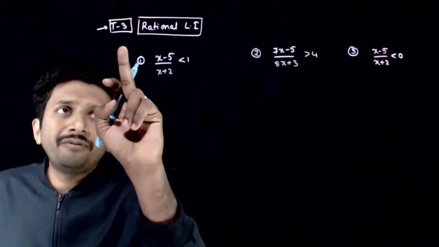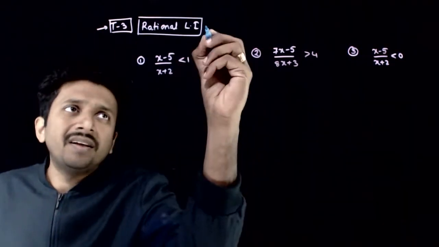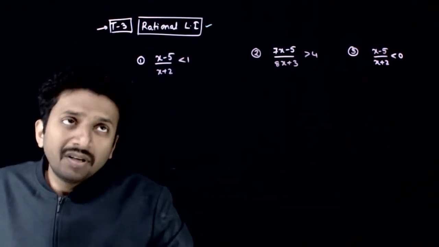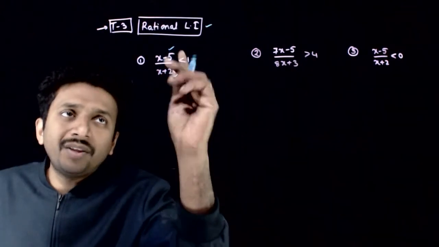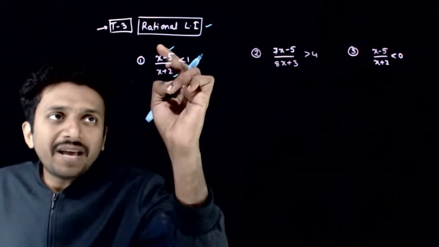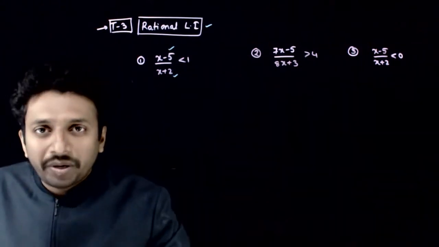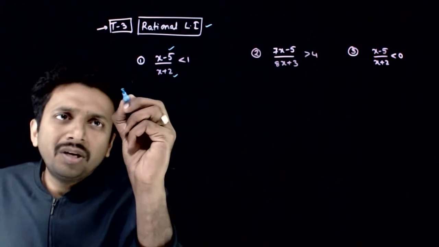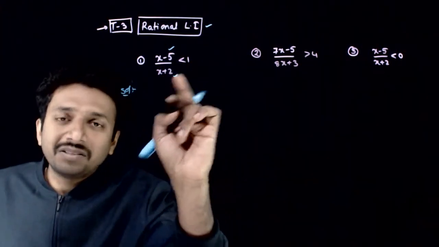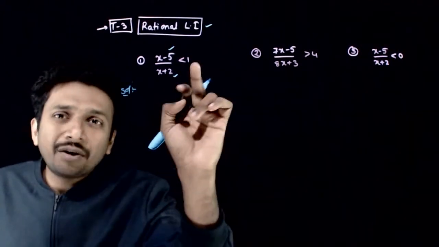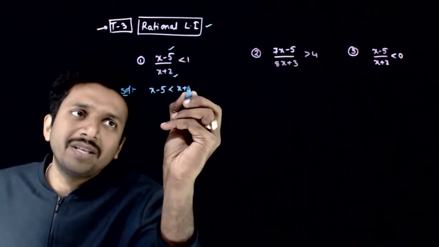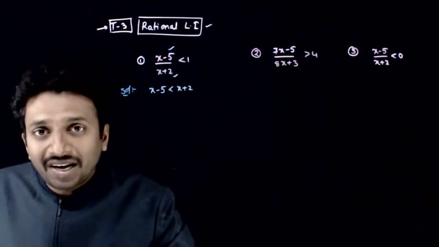So the next type of linear inequations are rational linear inequations. In this type of questions, you will be given a fraction where the numerator is a linear expression and the denominator is a linear expression. So x minus 5 by x plus 2 is less than 1. In solving this, what you should not do is cross multiply. You cannot directly cross multiply this. That is, you cannot say x minus 5 is less than x plus 2. If you directly do this, you won't get the right answer.